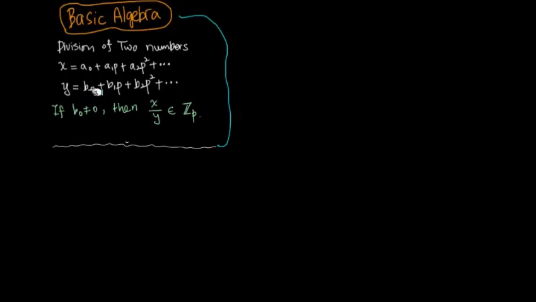If the divisor starts with a non-zero coefficient here, then it's guaranteed that it will be able to divide. That means there is a number in Z_p which is a quotient. So if you multiply that quotient by the divisor, you get the dividend back. So that's the meaning of the division.